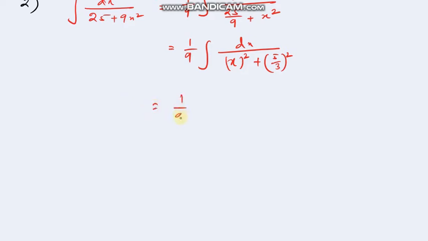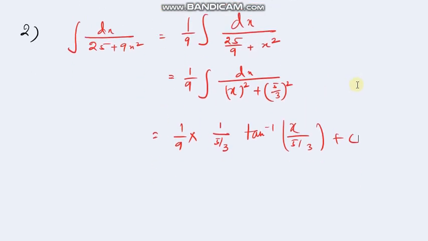So for this sum, it will be 1 divided by 9 into dx divided by x square plus a square. The formula is 1 by a, where a is 5 by 3, and then tan inverse x by a. So x is simple x here, x divided by a plus c. In the previous sum, I wrote plus c. Please don't forget to write that. So you will cancel this, so it will be 1 by 15 tan inverse, this 3 will go up, so 3x divided by 5 plus c. So this is a different formula we can apply.